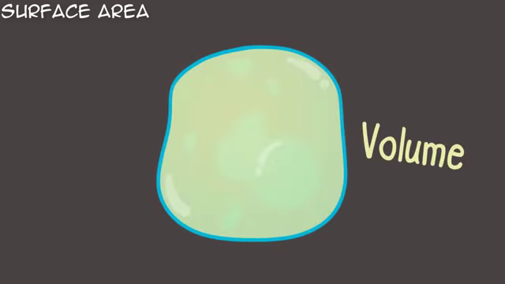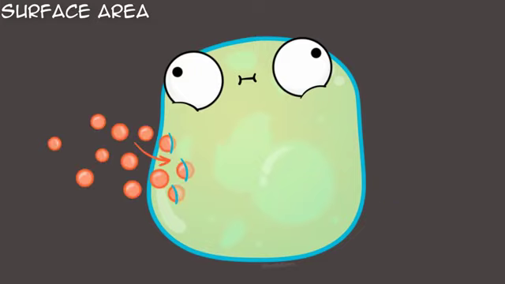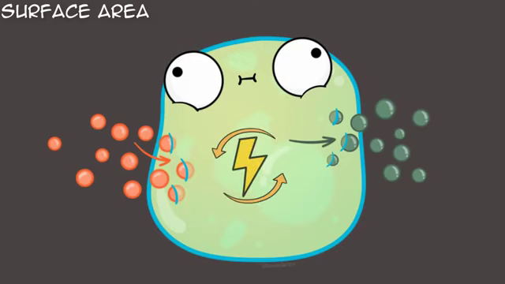If volume, which is all this space inside, increases, then you will have more need for surface area, as you will have more need for food to enter, more of a need for waste to be removed, and more metabolic reactions occurring in this larger volume in the first place.